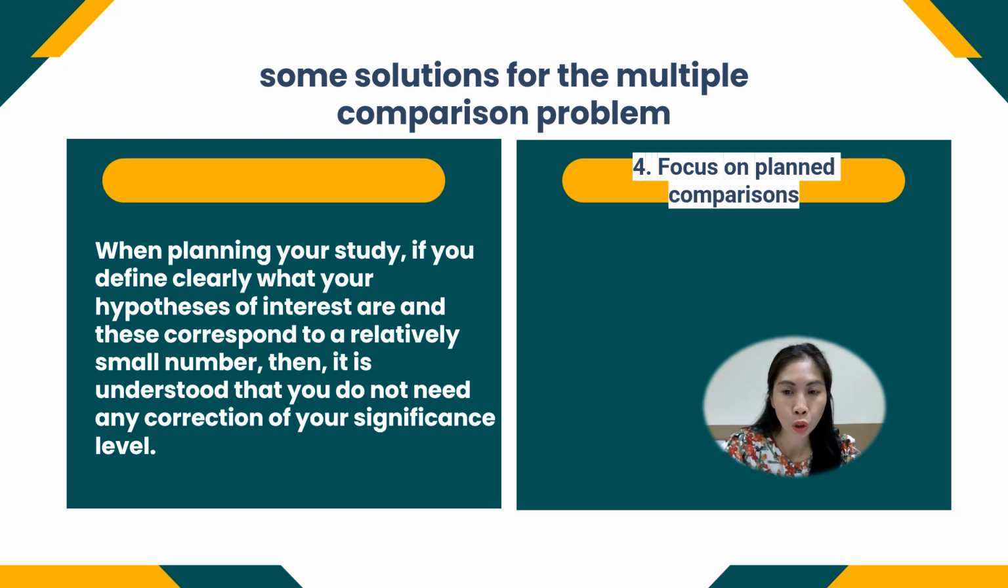The fourth suggested solution for the multiple comparison problem is to focus on planned comparisons. When planning your study, if you define clearly what your hypotheses of interest are, and this corresponds to a relatively small number, then it is understood that you do not need any correction of your significance level. The key here is that you are focused on just those pre-planned comparisons. Second, they are integral parts of your experimental design. And third, you will not perform additional comparisons after exploring your data.